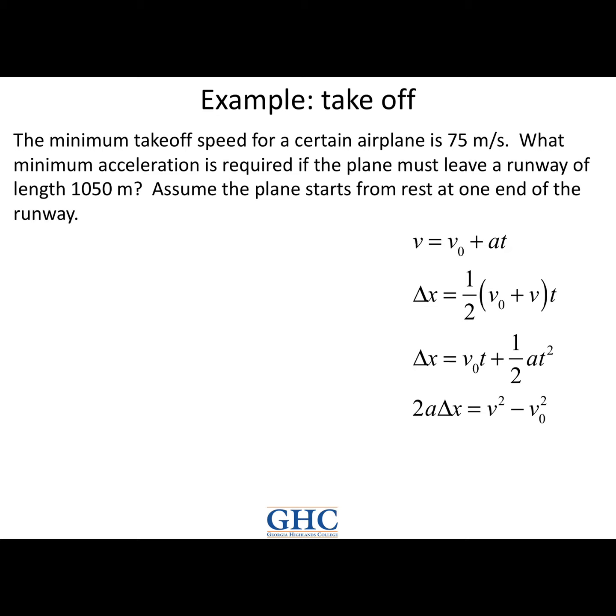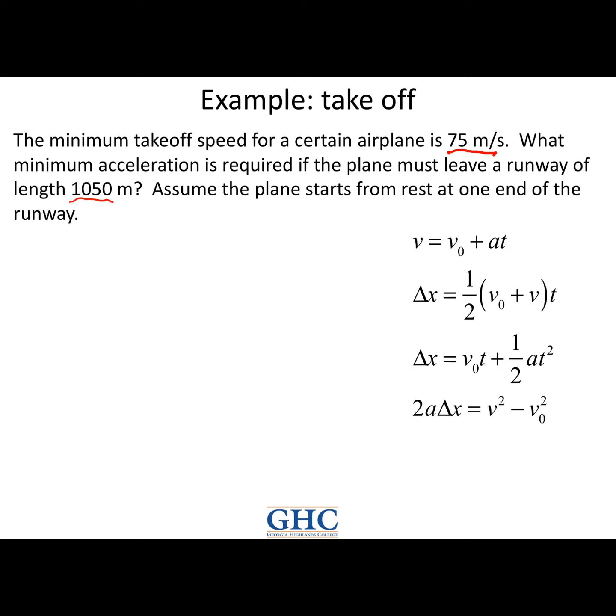Okay. Now the next example is an airplane taking off. This time we know the takeoff speed is 75 meters per second, and the length of the runway is roughly 1000 meters, with a constant acceleration. It asks us what would be the minimal acceleration required for the plane to take off.